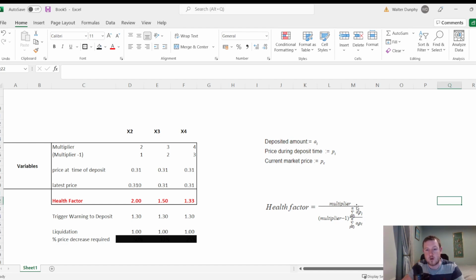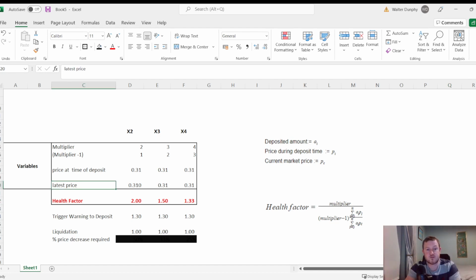This formula here might look a bit complicated, but it's actually very easy. It's essentially the multiplier that you choose divided by the multiplier minus 1, multiplied by the price of COTI at the time when you deposited your COTI into the Treasury, divided by the latest market price of COTI. I have basically just recreated this formula here on the side. If anybody actually wants to use it, I can drop it into a Google file and leave the link below. So let me know if you need it.